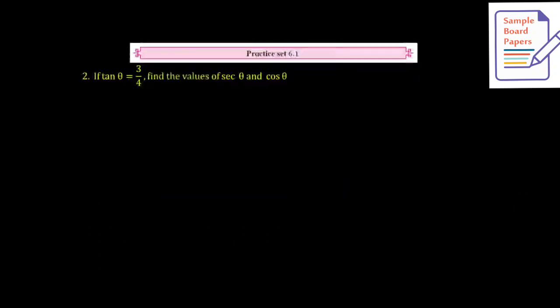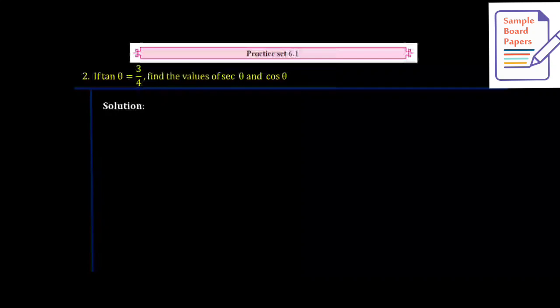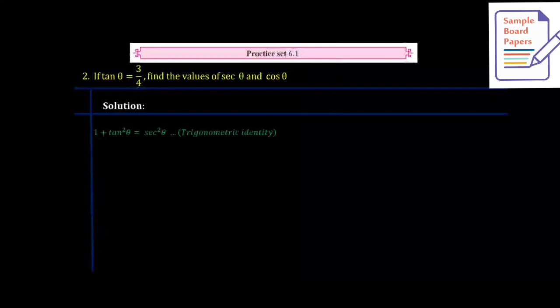It is also the same. Second question. Second question is, if tan theta is 3 by 4, then find the values of sec theta and cos theta. So in this question, tan is given. So which trigonometric identity is related to tan? 1 plus tan square theta is equal to sec square theta. That identity is related to tan. So we will use this.